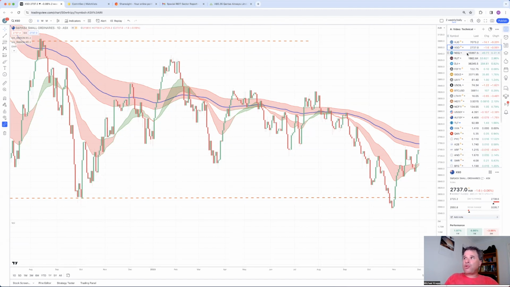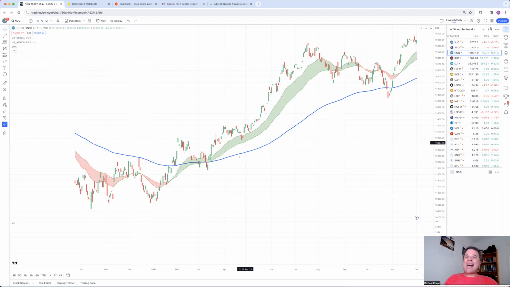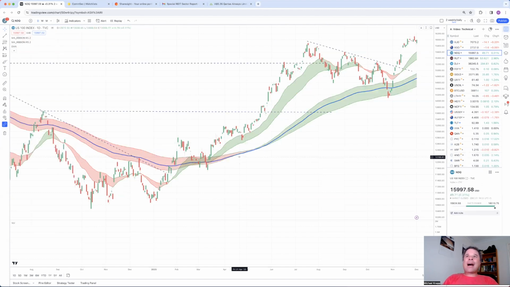Before we have a look at the Russell 2000, let's have a look at the NASDAQ. So unlike the XJO, and definitely unlike the XSO, the NASDAQ is in an uptrend. We had this little bit of a correction, a pause in the uptrend for about 2 or 3 months, and the NASDAQ has pulled through the downtrend quite nicely.